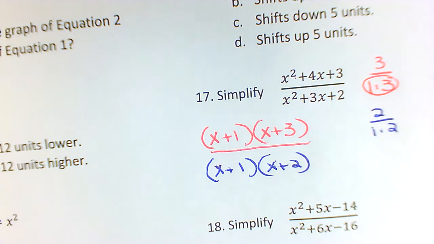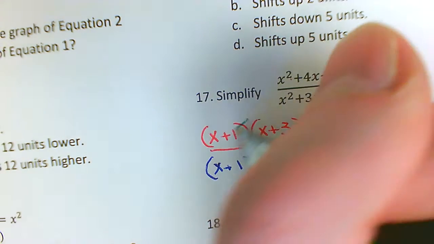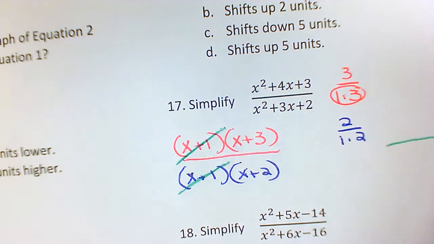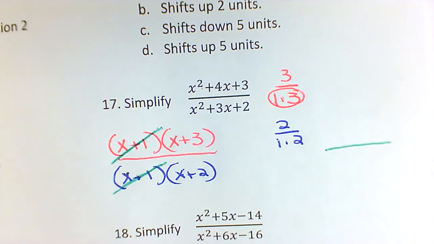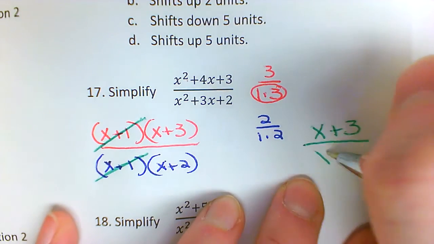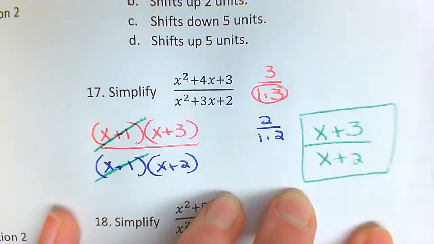Now, what you can do now is cancel out anything that they have in common on top and bottom. So x plus 1 goes away, x plus 1 goes away, and my answer, and make sure that you keep it on the same side that it's already on, would be x plus 3 on the top and x plus 2 on the bottom.